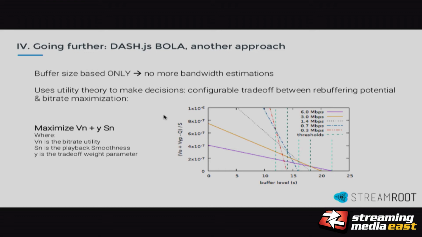So bitrate utility, maximizing bitrate, plus playback smoothness, so minimizing rebuffering. And then it uses a multiplier to balance out the criteria and see which one is more important to you. So it's interesting in that it kind of avoids that unknown of the bandwidth estimation approach.